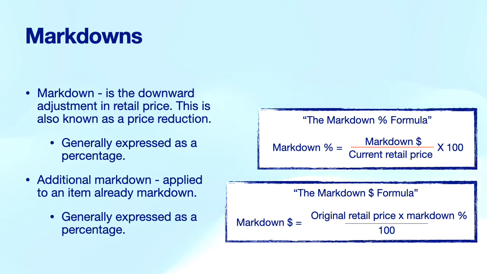So how do you calculate your markdown percent? You'll want to take your markdown dollars, divide that by your current retail price, and multiply that by 100. Now, how do you calculate your markdown dollars? You'll take your original retail price, multiply that by your markdown percentage, and then divide by 100. Markdown rate is a tool that is used to evaluate markdowns. The rate is calculated by taking the total markdown dollars for a period and comparing it to the net sales for that same period.